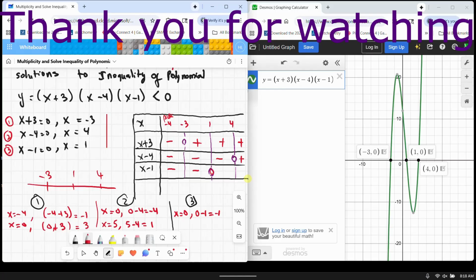Okay. Now, moving on to the right hand side, let's just pick x equal to 2. So I don't want to pick 4 or 5, it's too big. Okay, x equal to 2. So I put it in equation number 3, I have 2 minus 1, which gives me 1. So that's positive, I put the positive sign in every box on the right hand side of that 1 for equation number 3.